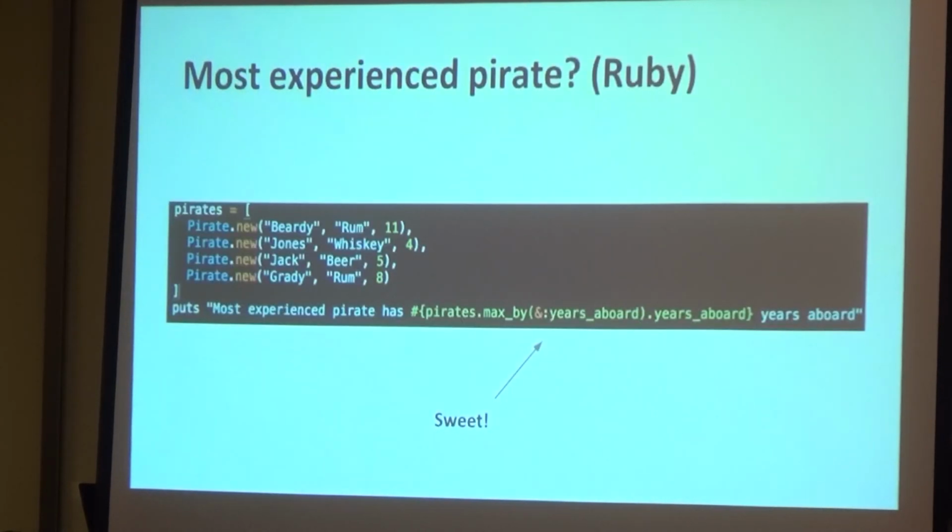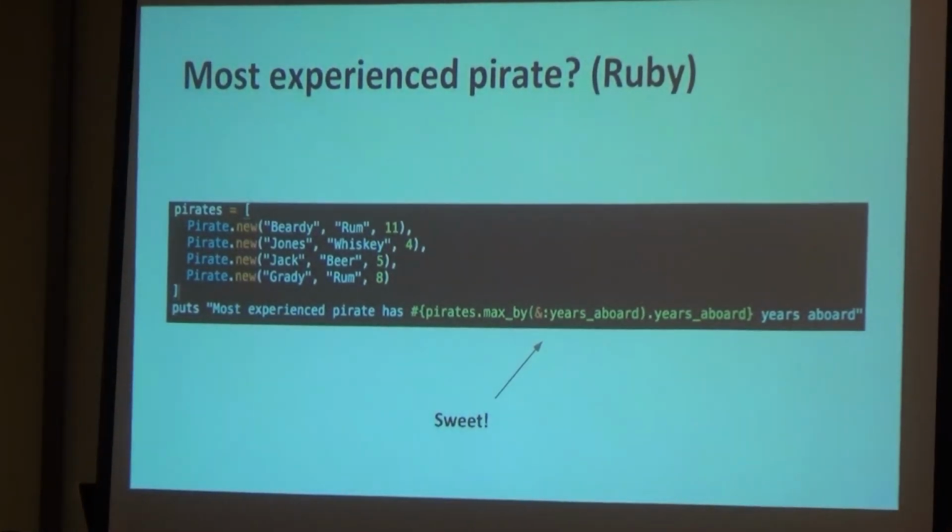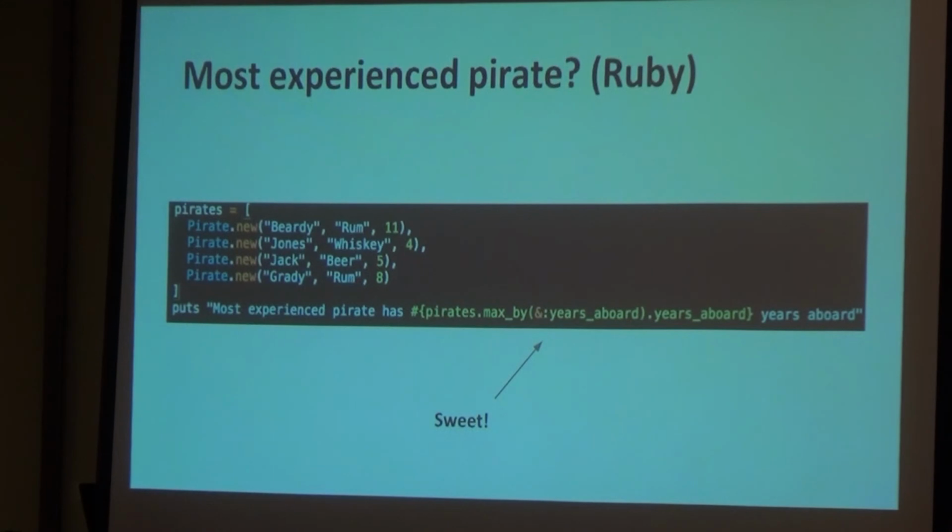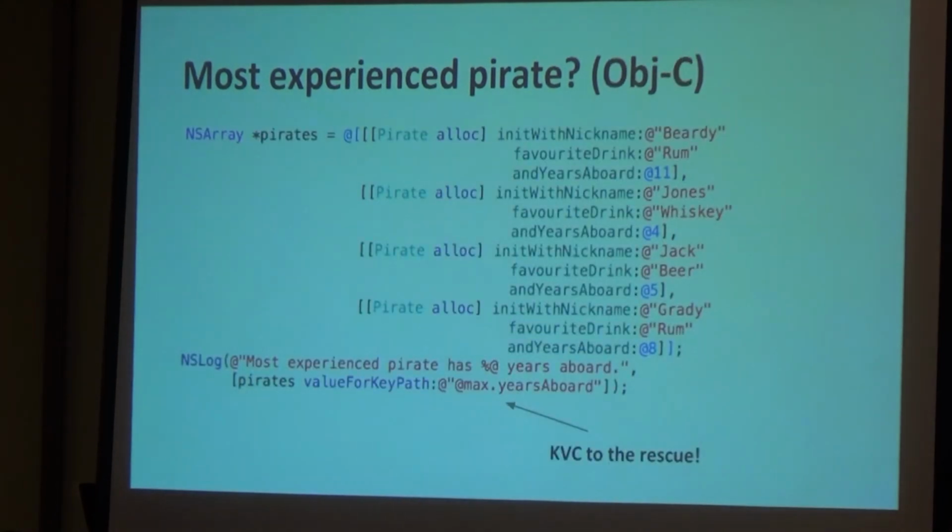So now a few tricks. If we have a pirate array and we want to get the most experienced pirate on board, we can use the max_by method in Ruby. Pretty awesome, basically. In Objective-C, we do have KVC, which is key value coding, and we can basically say that we want to have the max value of the years aboard. Almost the same, but slightly different approach.